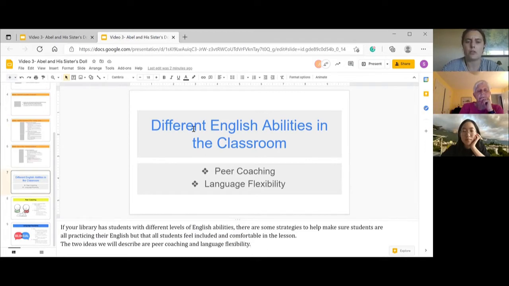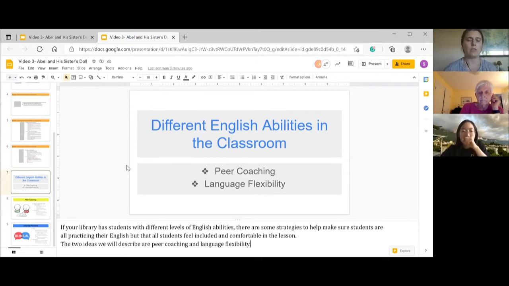And just to note also, by different English abilities, we mean there are some students who have really high English levels. So maybe they've been practicing English for a lot longer. Maybe they go to a private school, or some kids are just really good at picking up other languages. So you can tell that maybe the vocabulary words are really easy for them. They're able to read in English or answer the questions in English. So those are some signs of maybe a higher English ability.